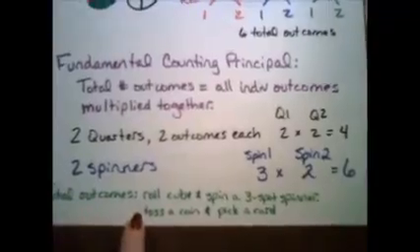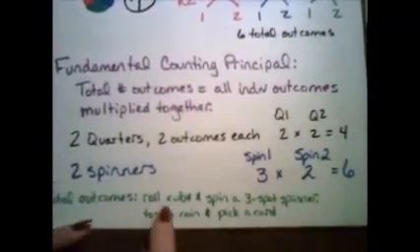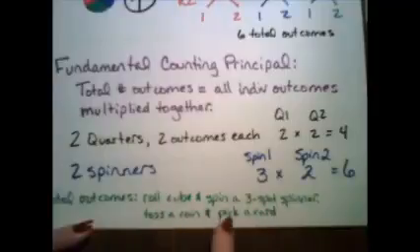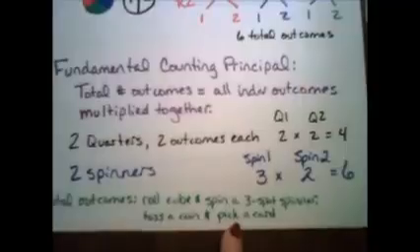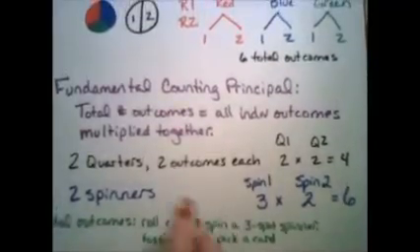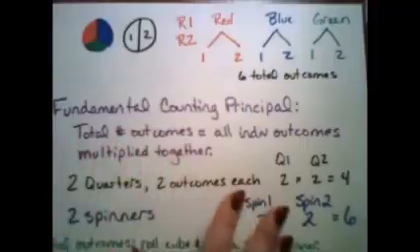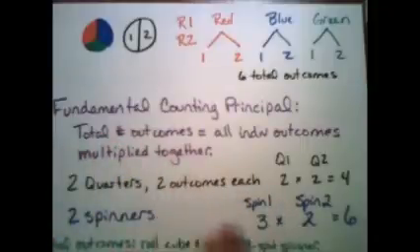They're going to ask you for total outcomes for a lot of things: rolling a number cube, spinning a 3-spot spinner, tossing a coin, picking a card. So all of these you're going to have to take into account when you're answering homework questions like this. So have in mind what all of the examples stand for, and they're in your book if you need to go back and look at them.